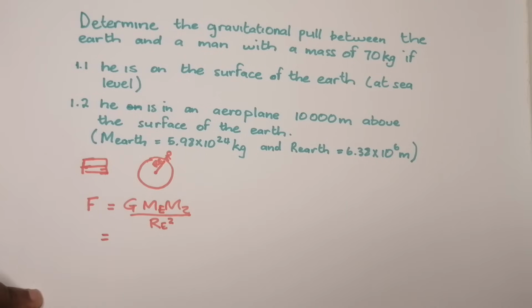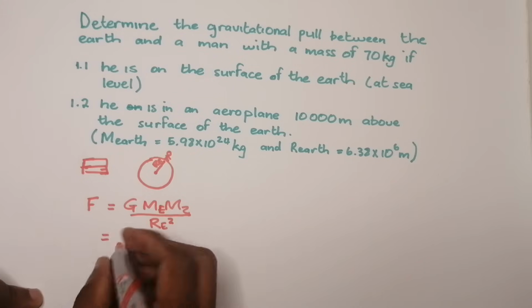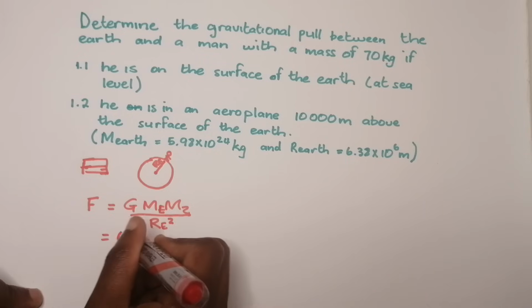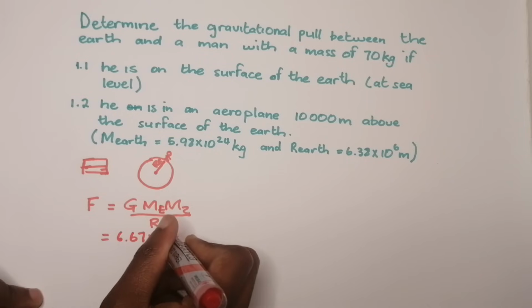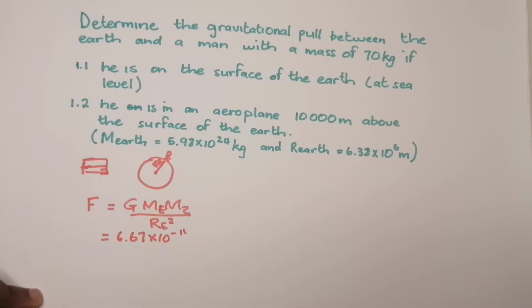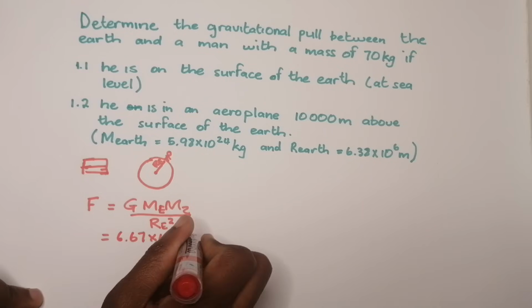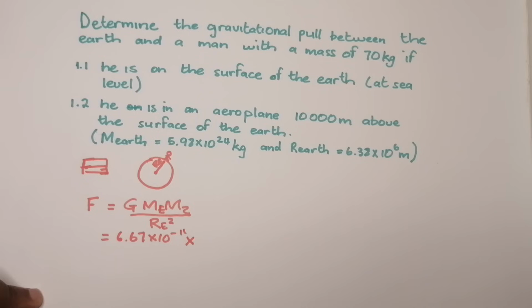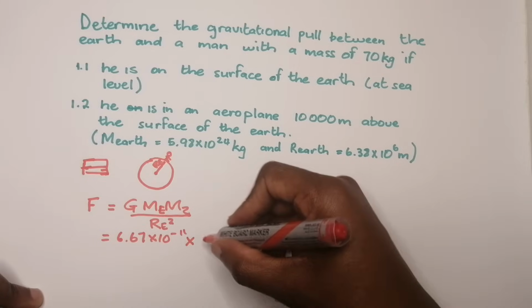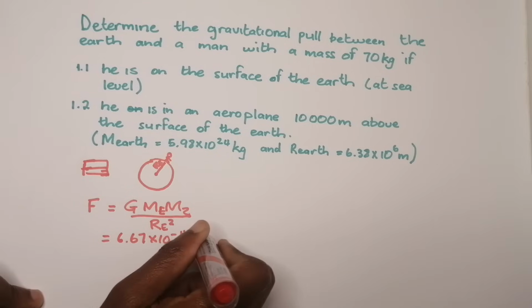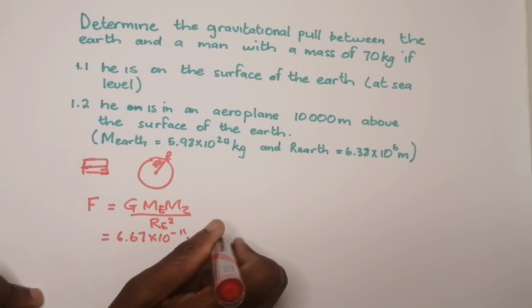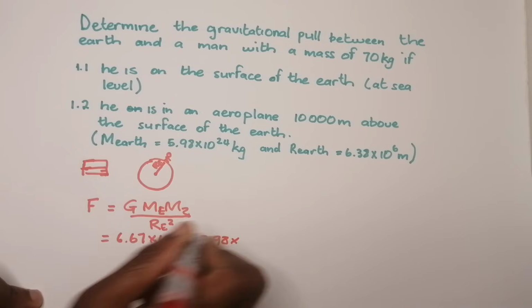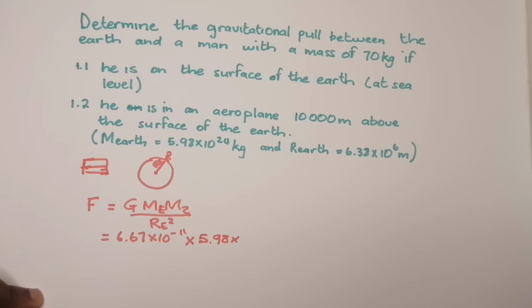Now all we need to do, ladies and gents, is just substitute all our values. The value of G is 6.67 times 10 to the power minus 11, multiplied by the mass of the Earth. Remember, we said that we are given that mass. That's going to be 5.98 times 10 to the power 24.